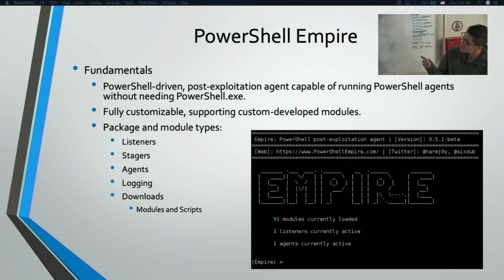Some of the common package and module types you'll find in PowerShell Empire: listeners, stagers, agents, logging, downloads, and modules and scripts. Listeners, for those unfamiliar, are how you listen for a particular activity such that you can catch a reverse shell back. Stagers are a fairly broad group of packages within PowerShell Empire because depending on how you want to exploit your system, you've got a few different options, and we'll go more into stagers later in the presentation. Agents, similarly, you may require an agent running on your target for getting things running.